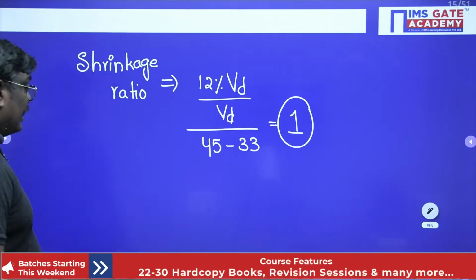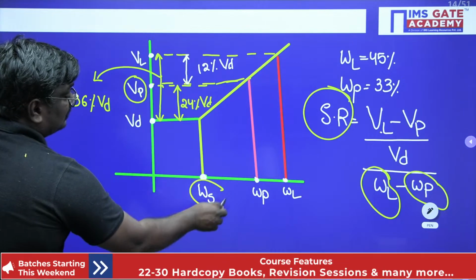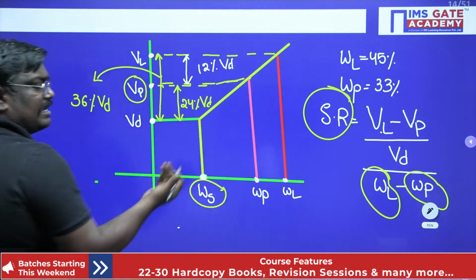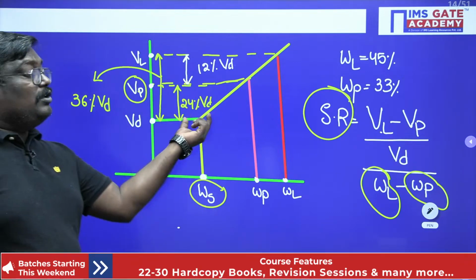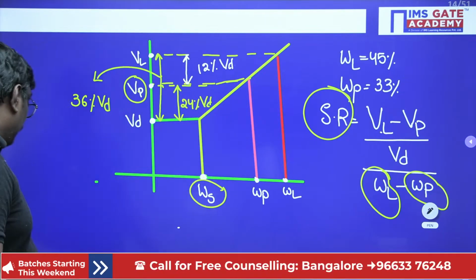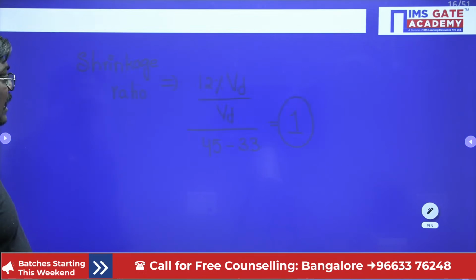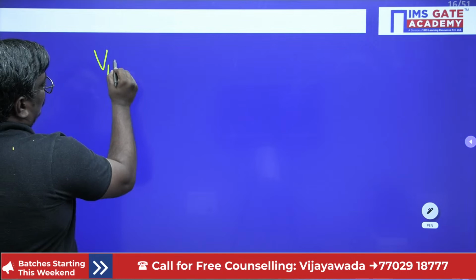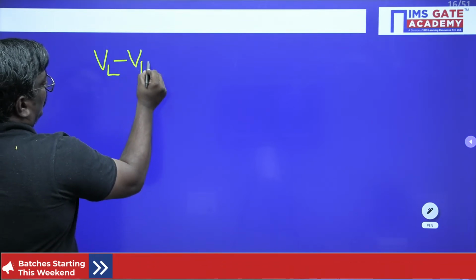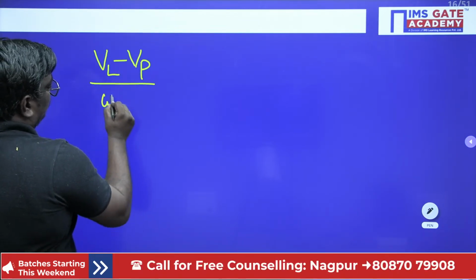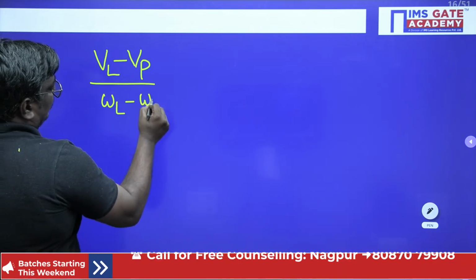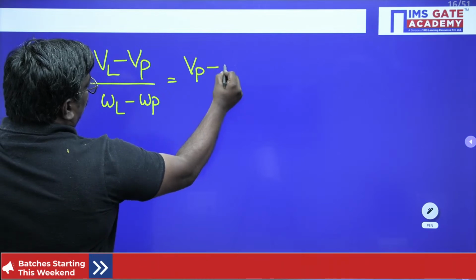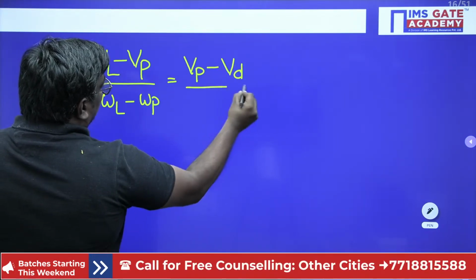Now see, students, they are asking you what is the shrinkage limit. Now it is a slope, so you can take that slope. If you take the slope, now you can find out the shrinkage limit. So can I write the generalized equation? Suppose VL minus VP upon WL minus WP can be written as VP minus VD upon WP minus WS.